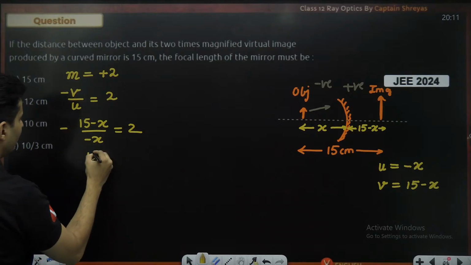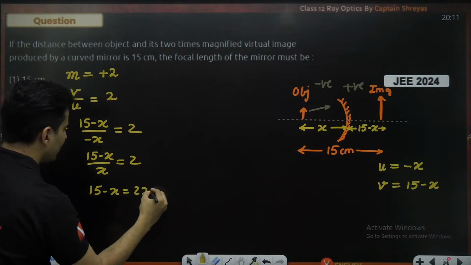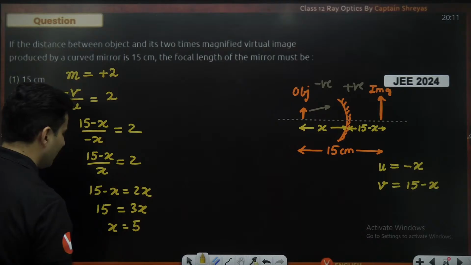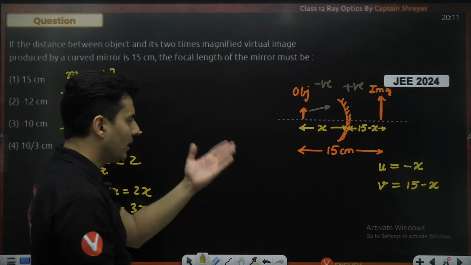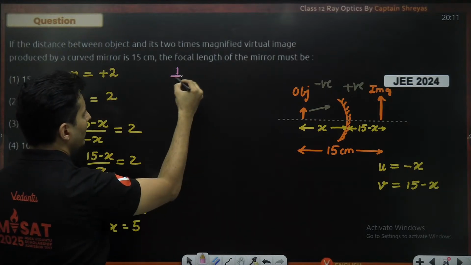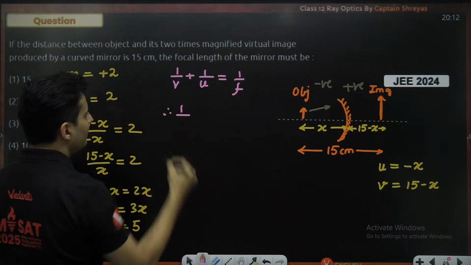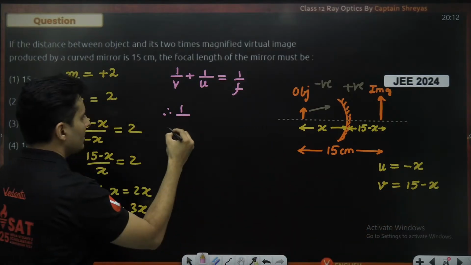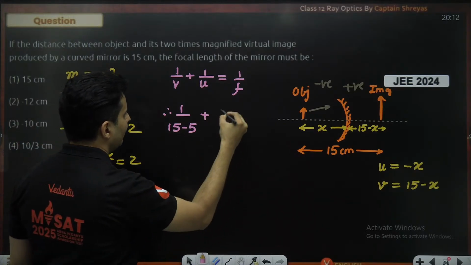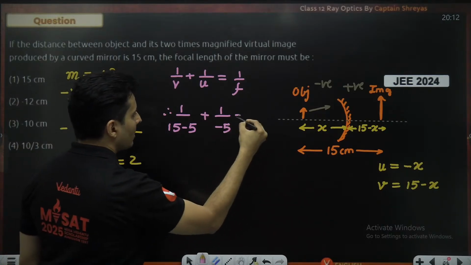Minus minus cancels. So 15 minus X by X is equal to 2. Cross multiply. So 15 minus X is equal to 2X. Take X on the other side. It will become 3X. So X is 15 by 3, which is 5. So X is 5. So we got U and V value. Now we just have to figure out focal length. So use mirror formula. 1 by V plus 1 by U is 1 by the focal length. What is image distance? 15 minus X. X is 5. Plus 1 by U. What is U? Negative X. Negative X means minus 5 is 1 by F.